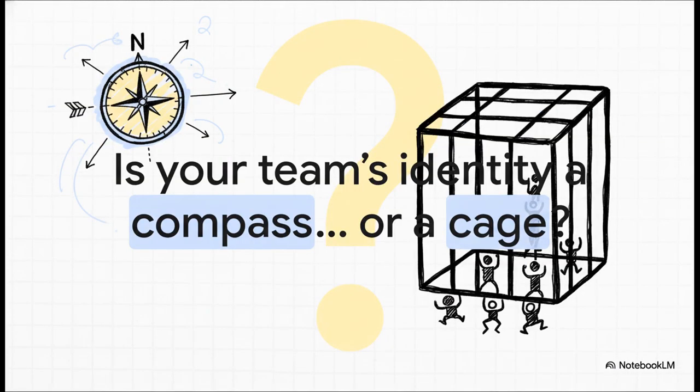Which leaves us with one final thought. You have to ask yourself, is your team's identity a compass guiding you through the storm? Or is it a cage, trapping your team and stopping them from ever performing when the pressure is really on?